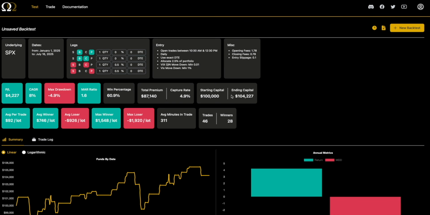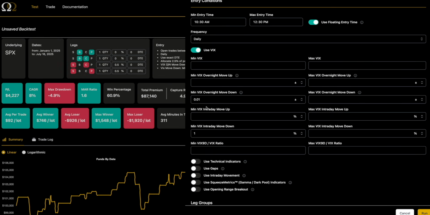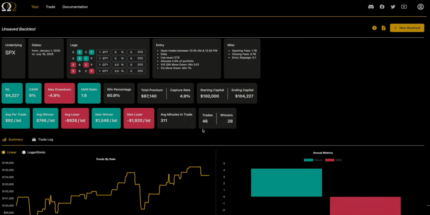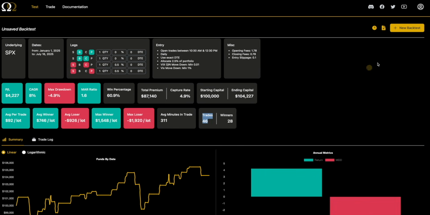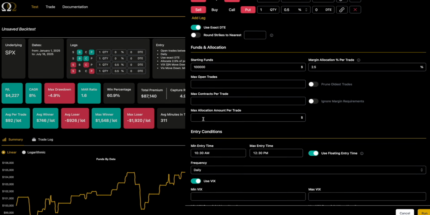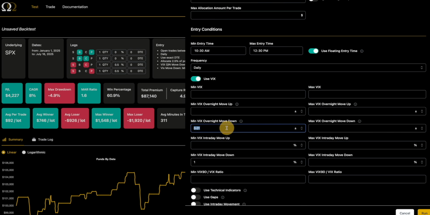So my thesis in thinking about this is if you are entering a market where VIX is moving down, and one thing we can do to get even more sample size, let's remove this VIX overnight down move. Let's look at our metrics first. So we'll say 5% capture rate, 60.9 win rate. And we've got how many trades in the backtest? Just 46. So let's see if we can make this a little more robust, and we'll move this.